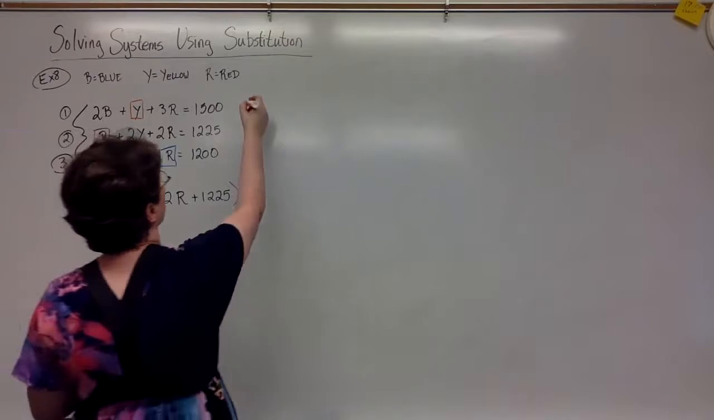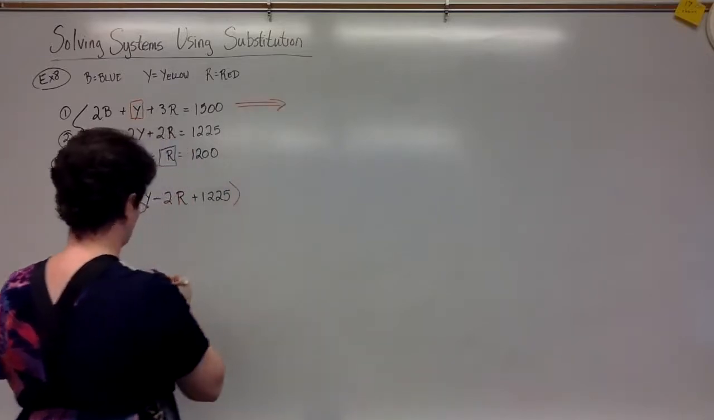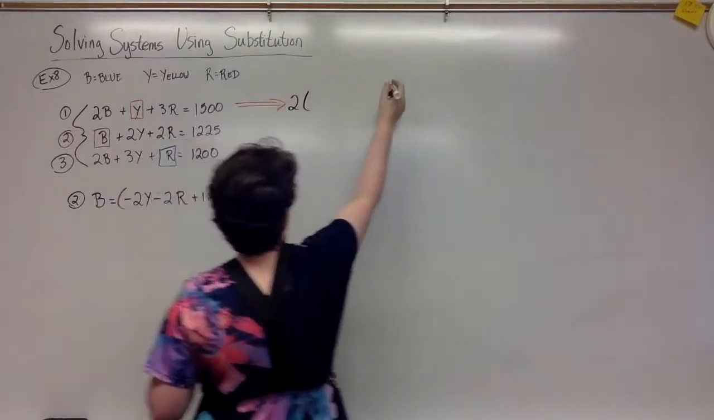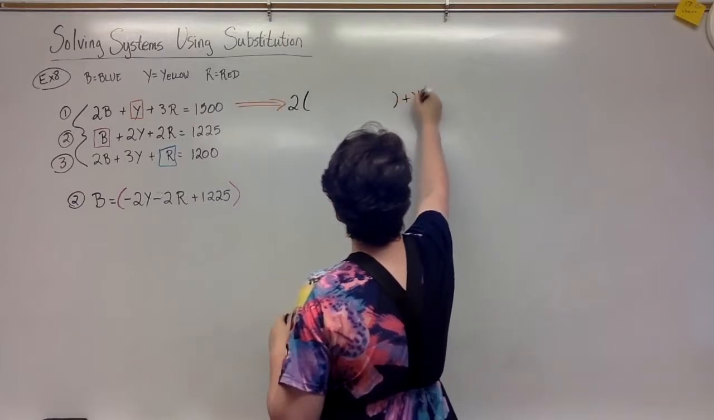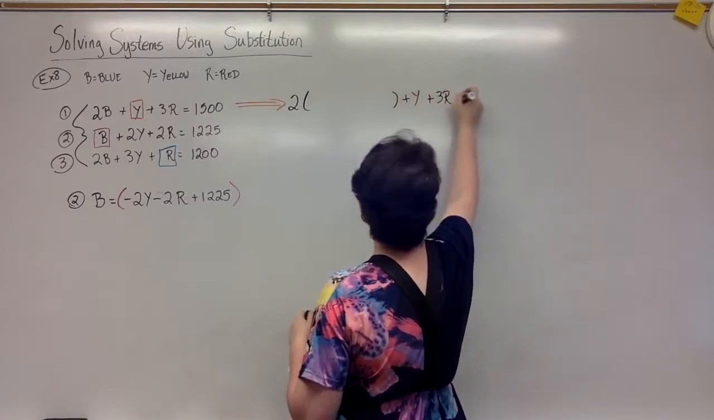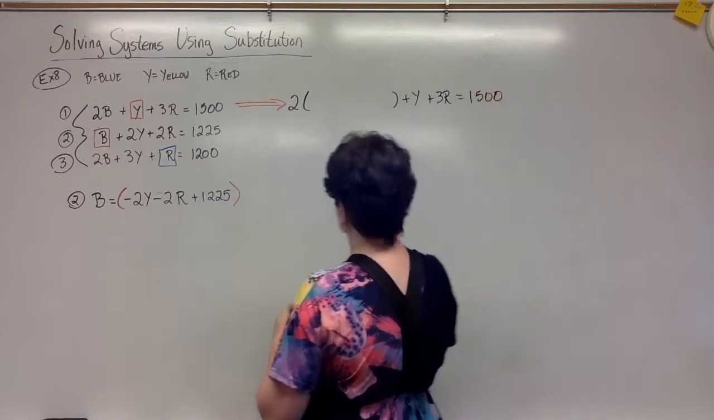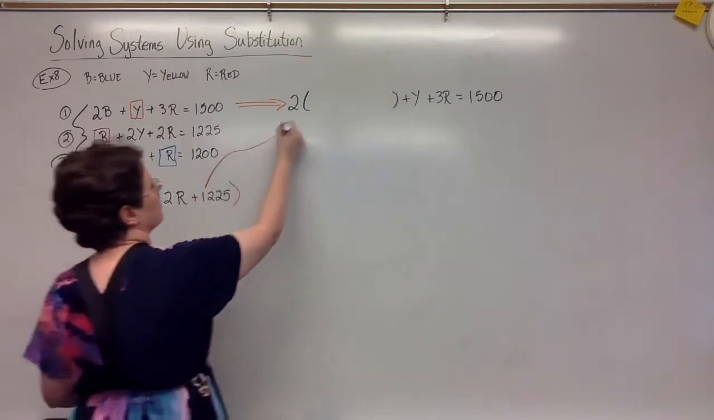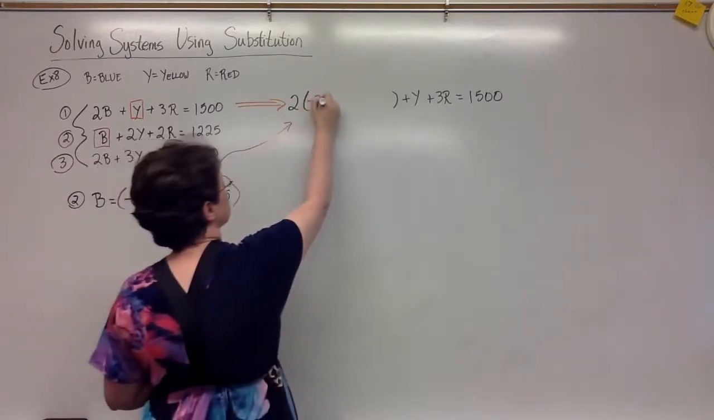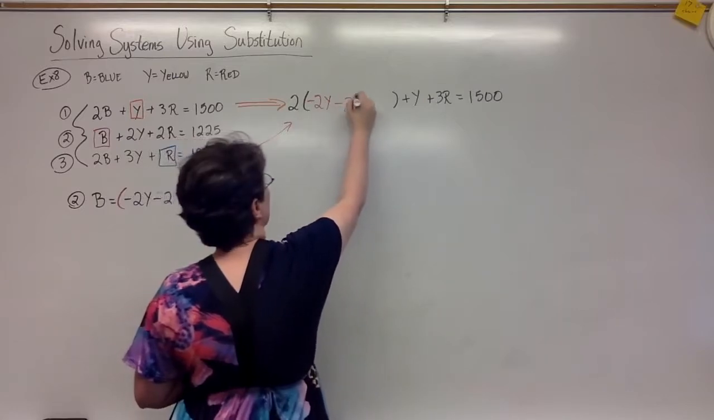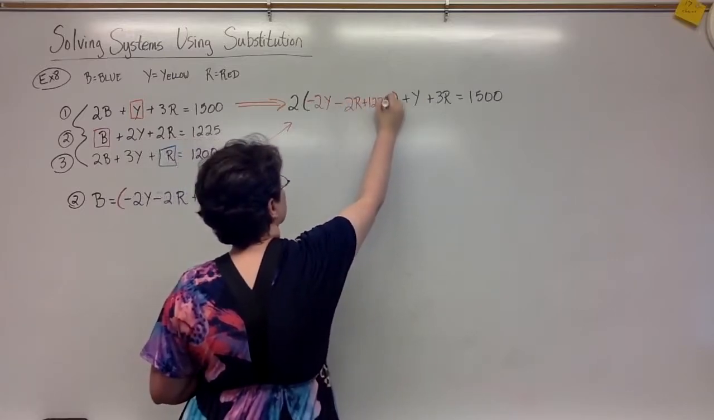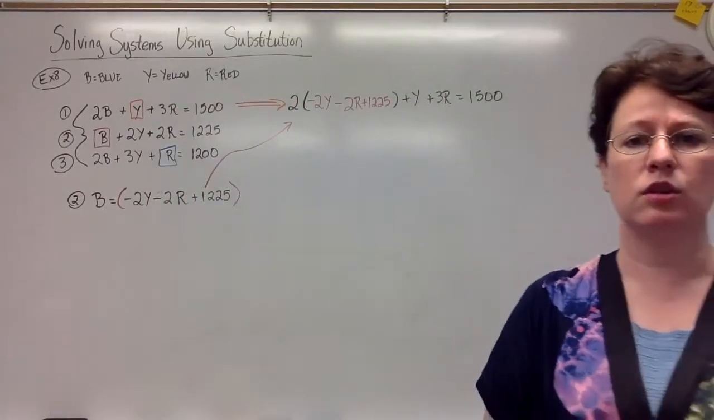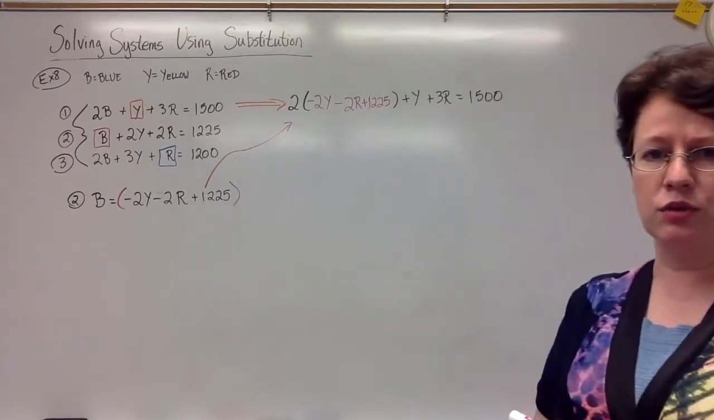So we're going to come over here. So I have 2, big set of parentheses, plus y, plus 3r equals 1,500. What goes inside the parentheses is the b. So I have minus 2y minus 2r plus 1225. Now you could have started with equation 3. That's okay. You don't have to start with equation 1. I just chose to start with equation 1.